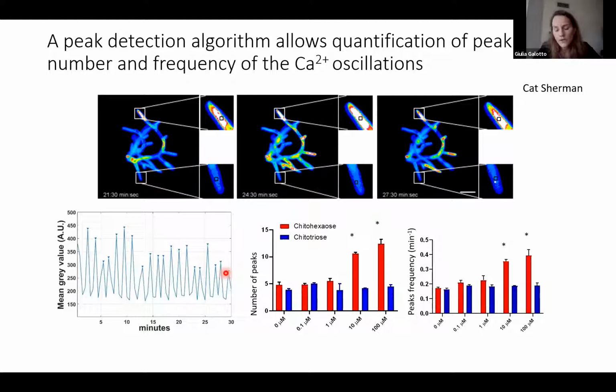So after we calculated all the peaks, we plot the number of peaks and the peak frequency in both the chitohexose and the chitotriose case. As you can see, in both cases there's a higher number of peaks and higher peak frequency when plants are treated with higher concentration of chitohexose. And in the case of the chitotriose, we have a very minimal, basically no difference from the control.